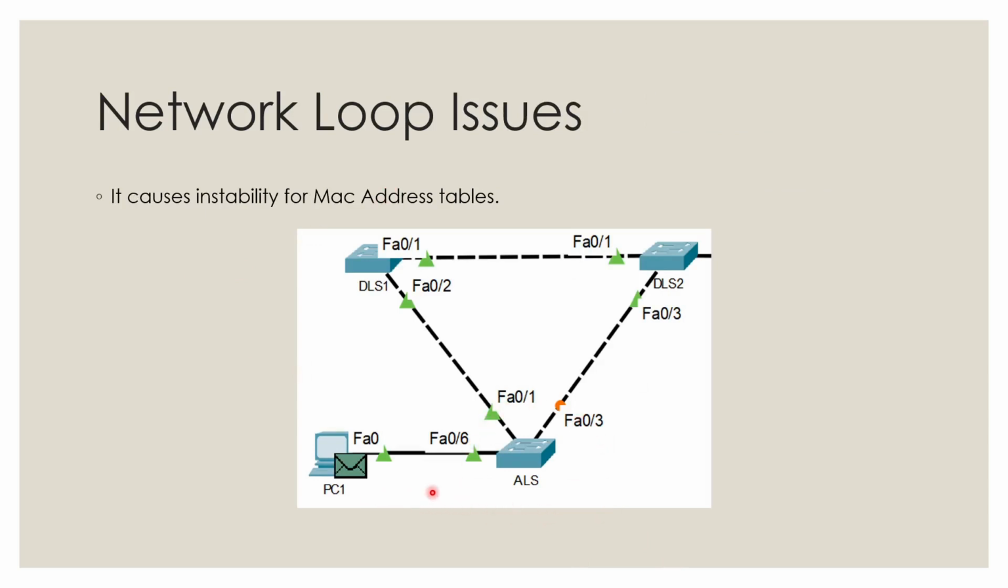For example, when PC1 sends a frame, the access layer switch will create a MAC address table entry to associate PC1 with port 6. In the meantime, the switch forwards the frame out both uplinks. Since it's a loop, the frame will come back on different ports. Then the switch will update the MAC address table entry for PC1. Shortly after, the frame will loop on different ports, and the access layer switch will update the MAC address table again, causing instability of the MAC address table entry.